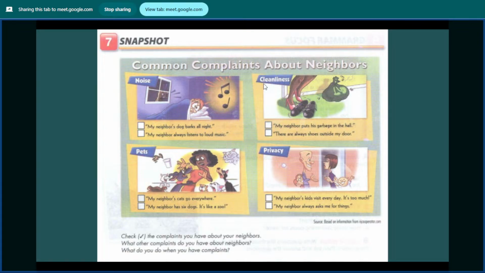My neighbor always speaks loudly or shouts at me. It depends in which context you are speaking. My neighbors' kids always speak very loudly. Okay.